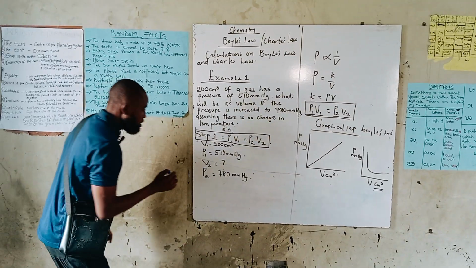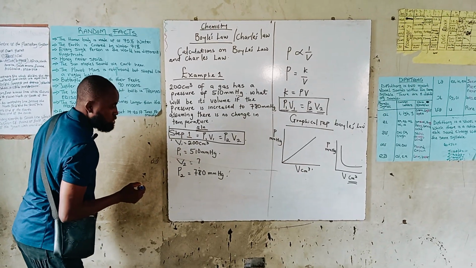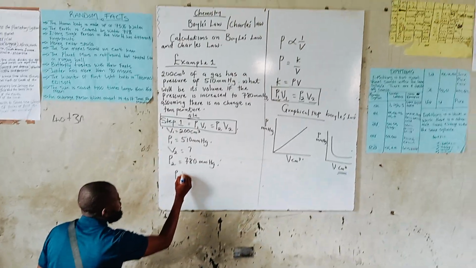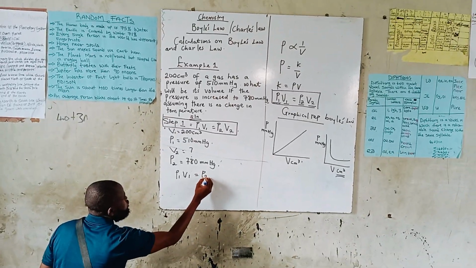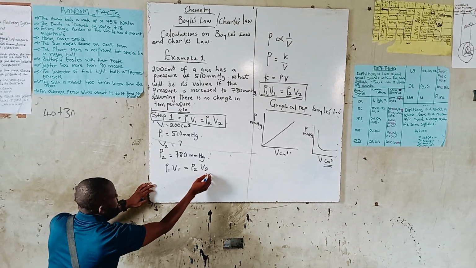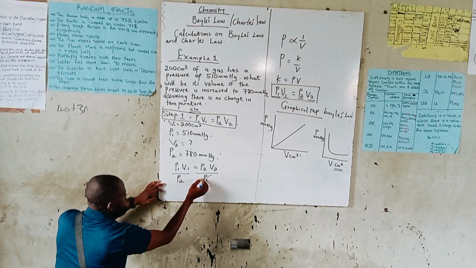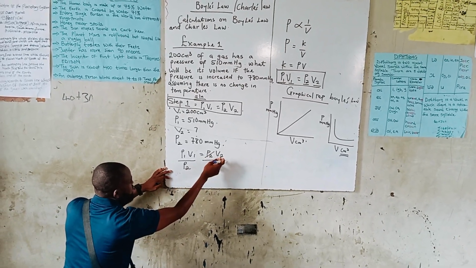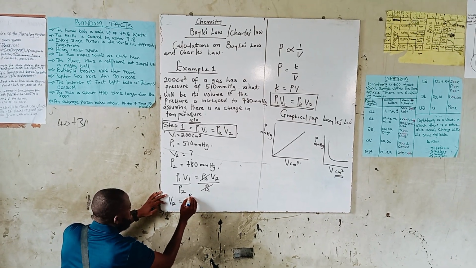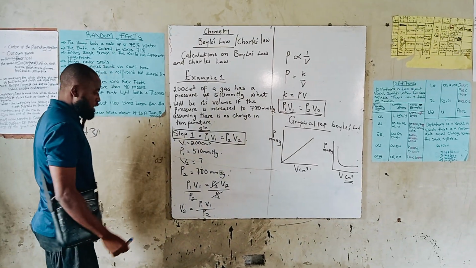Let's apply the formula now. If I were you, I will make V2 the subject of the formula at once. How will I do that? From our formula, P1 V1 equals P2 V2. I want to make V2 the subject, represented by P2, so P2 cancels P2 and we are left with V2 alone. Therefore, our V2 equals P1 V1 over P2. Are you with me now?